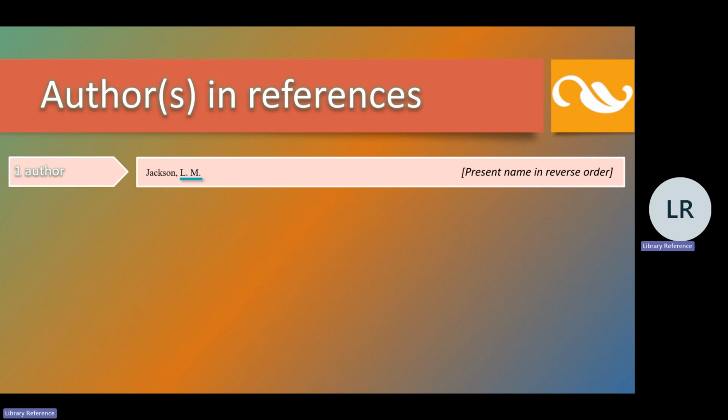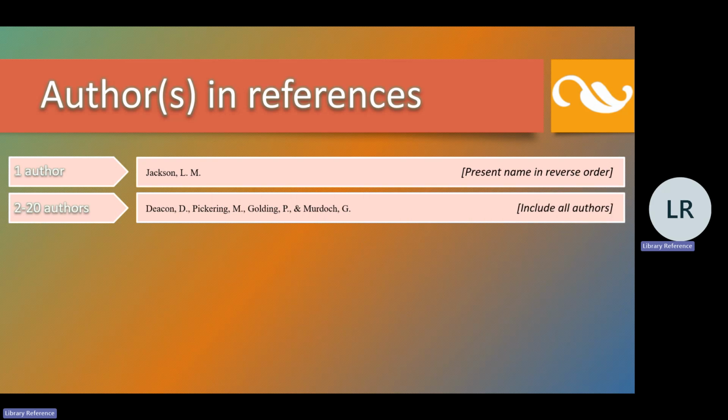Now, the first example was an example of a source by one author. What do we do if we have to cite a source written by more than one author? Should we include all of them? APA says that if a source is written by 2 and up to 20 authors, then yes, we need to include all of them. In the example I have on the screen right now, I have selected a source by 4 authors: Deacon D, Pickering M, Golding P, Murdoch G.